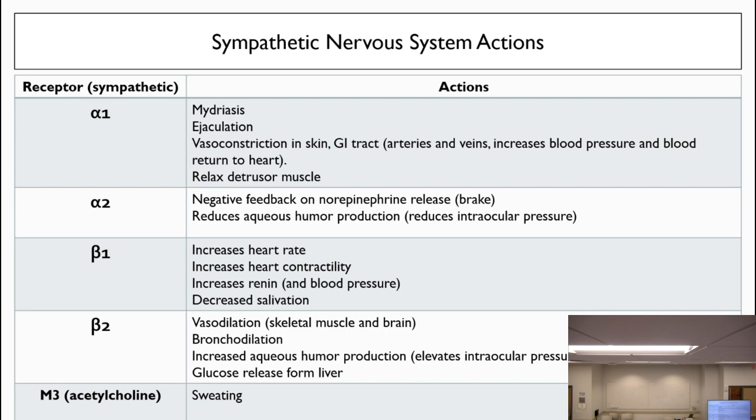And beta-1 also decreases salivation. Okay, then we have the beta-2. They will produce a vasodilation. Remember, we are gonna need blood in the skeletal muscle, in the brain. There we have, as we said before, the alpha-2. We didn't mention that on top. You can add it if you want there. Okay, we have the beta-2 receptors that lead to vasodilation in the skeletal muscle and the brain.